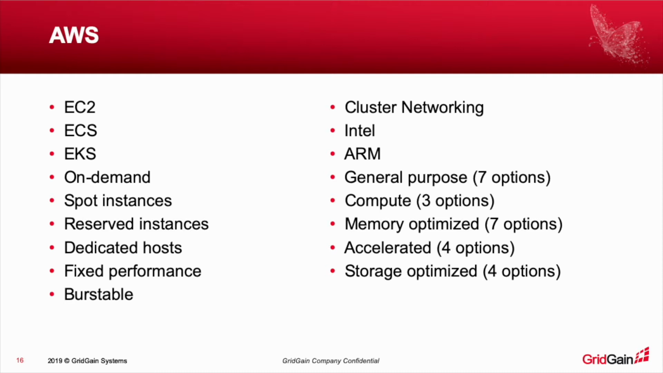Your EC2 instances have different varieties. There's on-demand and spot, so you can reserve something, or you can just have it now. You can have dedicated hosts. You can have fixed performance, or burstable. You can have different configurations for networking. You can use Intel or ARM hardware. There are lots of different default configurations: general purpose, compute, memory optimized, accelerated, storage optimized. Just a huge number of different options. It's difficult to know where you're coming from. I'm not going to leave it there. We'll come back to this.